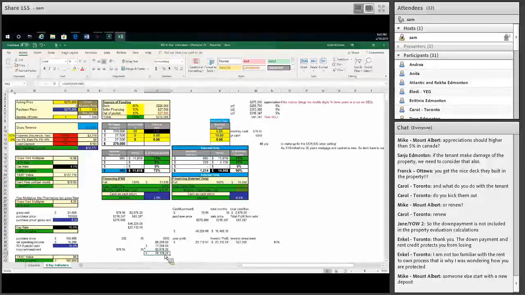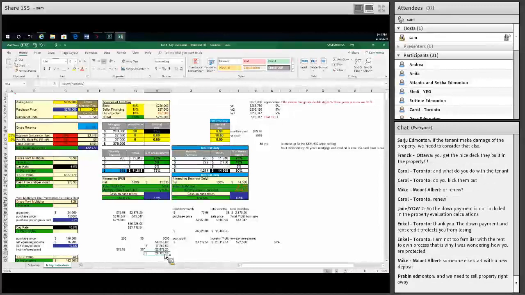Okay. So the down payment is not included in the property valuation calculation. No, Jane, that wasn't the non-refundable because this is not a sheet for rent to own. Thank you.